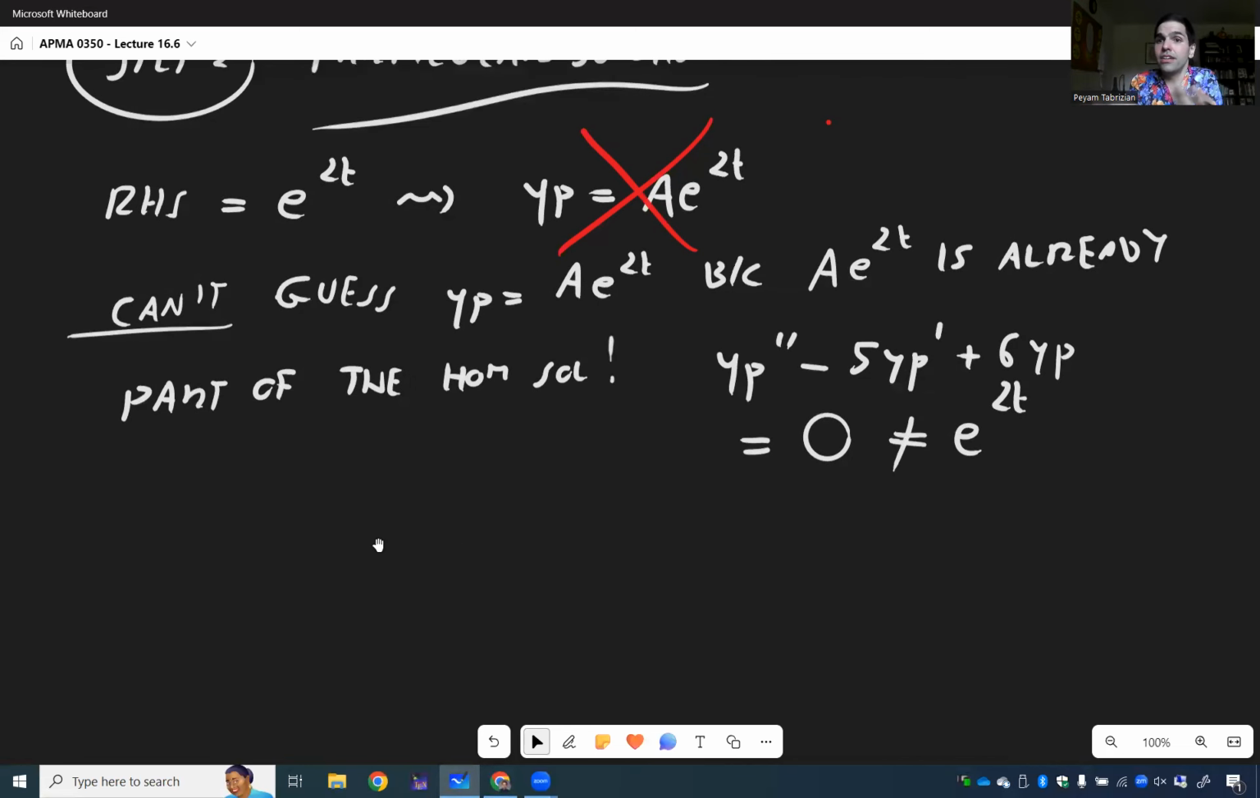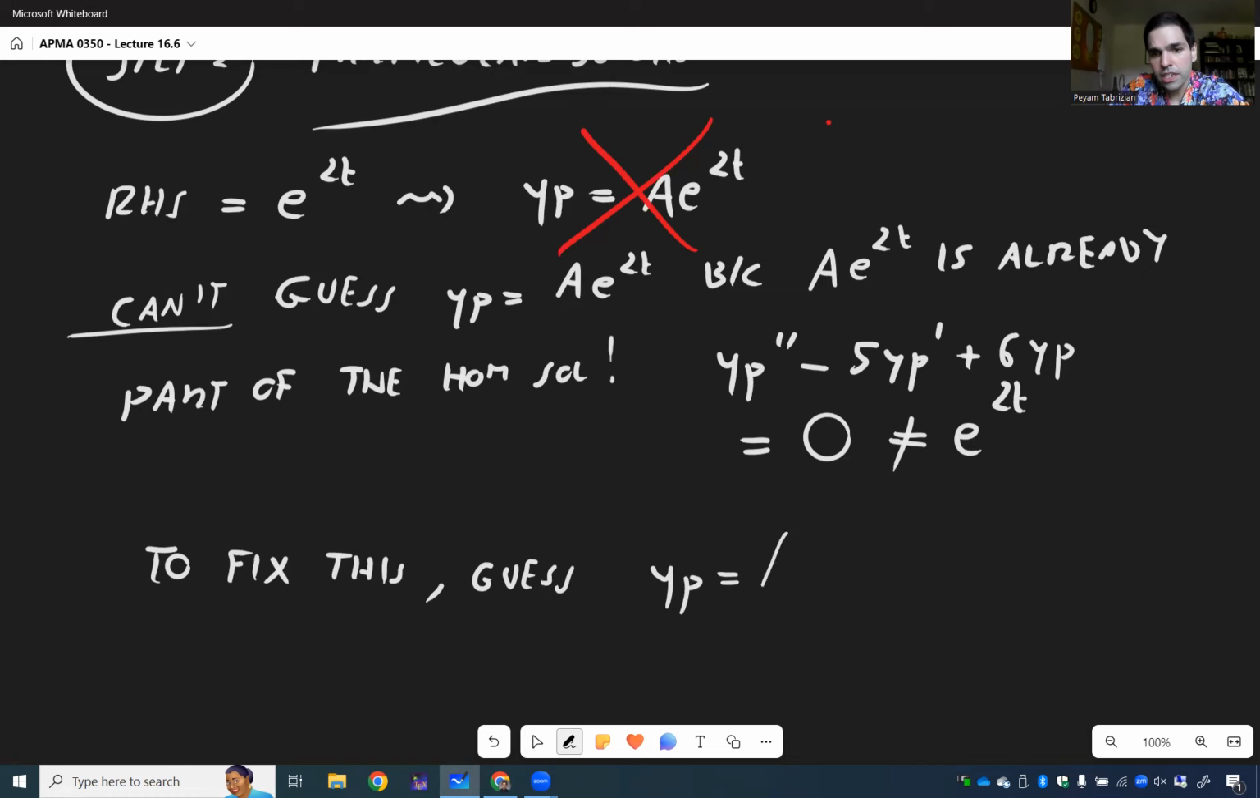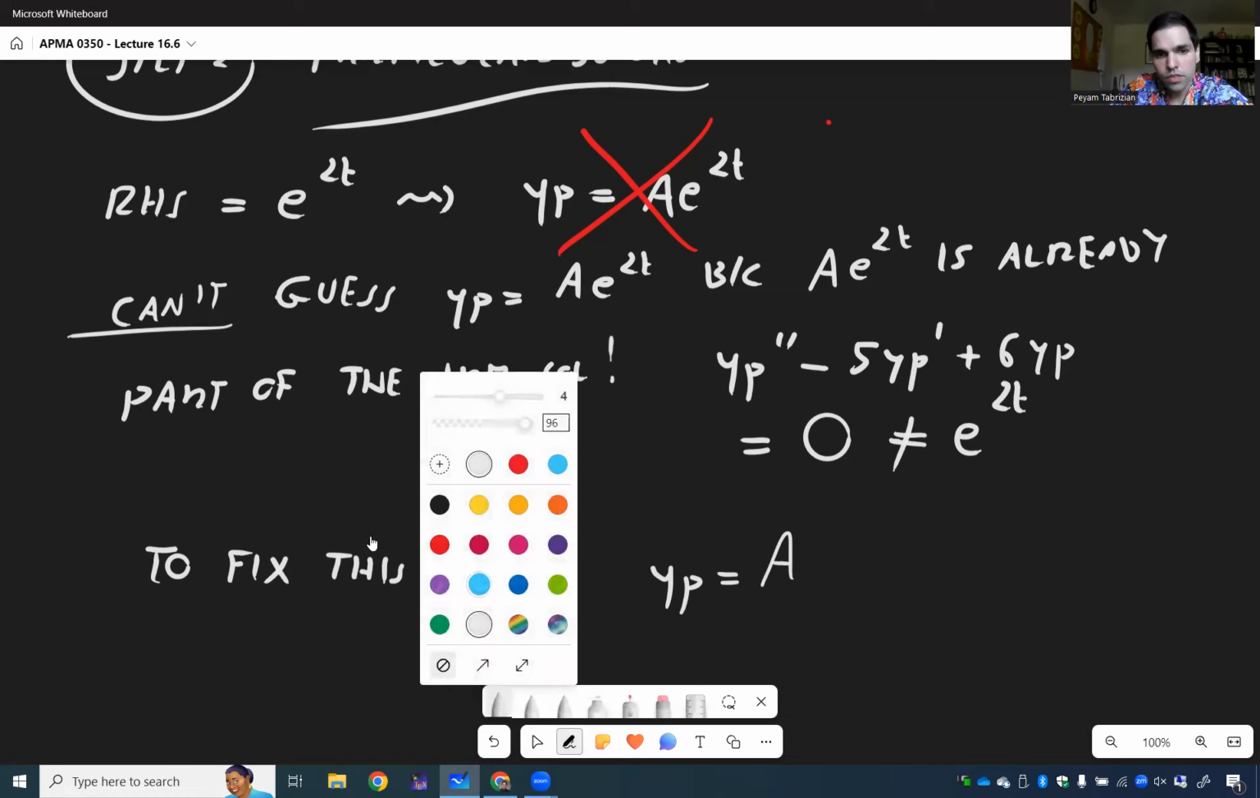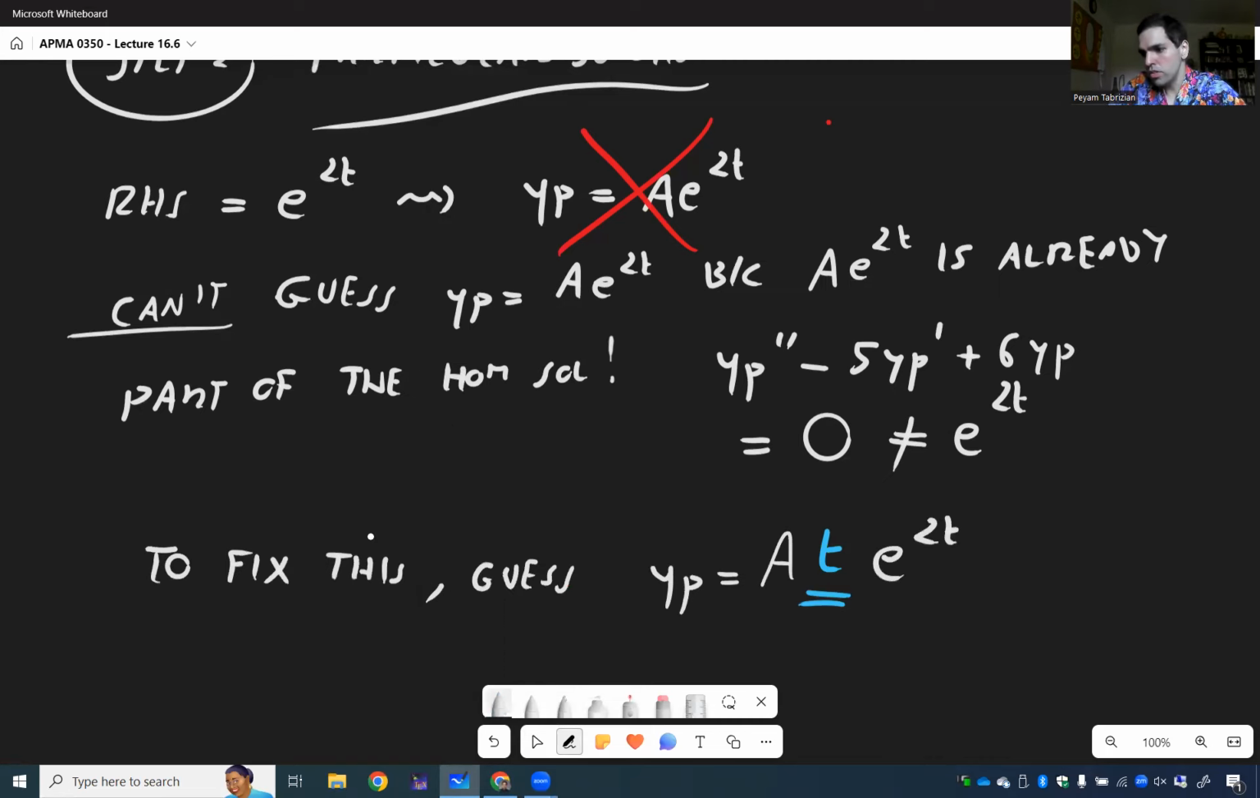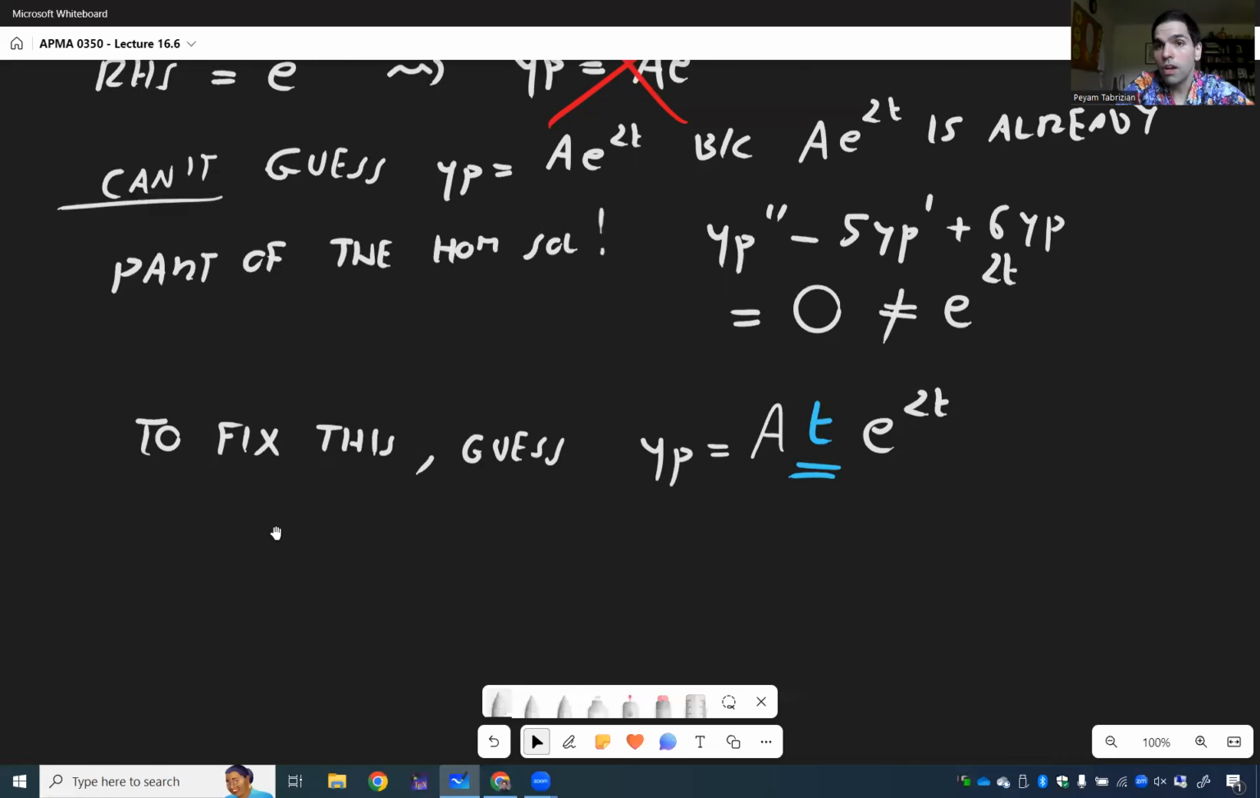And again, this is because there's this phenomenon called resonance, where the root of the right-hand side coincides with the homogeneous root. To fix this, we would just need to guess a more complicated version, which is just to add an extra t. So to fix this, guess yp equals a t e to the 2t. And let's do that. We want to plug it into our equation.